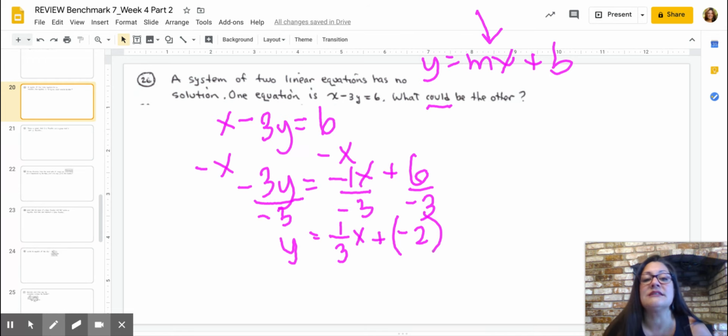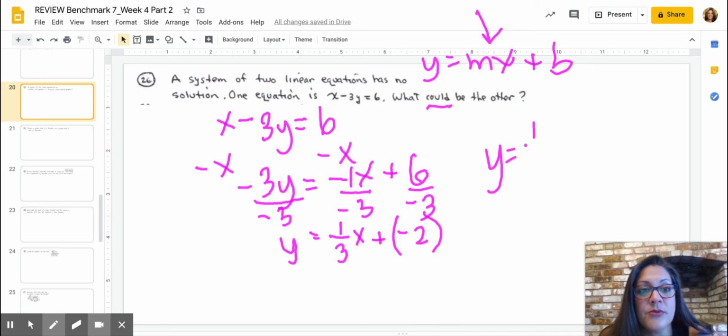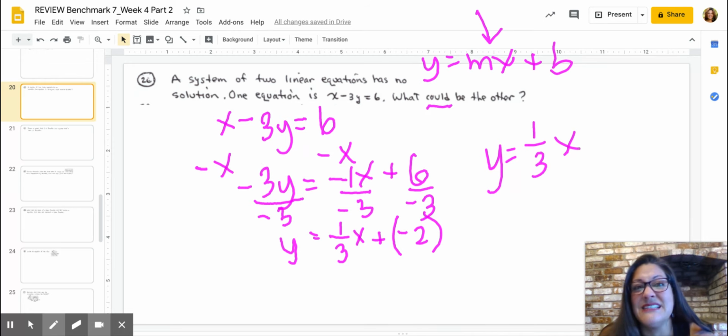So a possible, it says what could be the other. Here's the first one. The other one could be y equals, it's going to have the same slope, but a different y-intercept. So let's just make it, how about positive 2? Is that confusing? I don't know. We're going to do it. Okay, so it's on the other side of the x-axis. So those are two lines that are parallel. They never intersect, and so they have no solution.